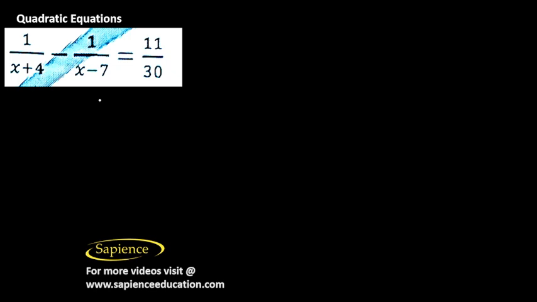Now I will solve this quadratic equation by using middle term splitting technique. In order to use the middle term splitting technique, it's better if the quadratic equation is of the form ax square plus bx plus c is equal to 0. But the given quadratic equation is definitely not in that format.